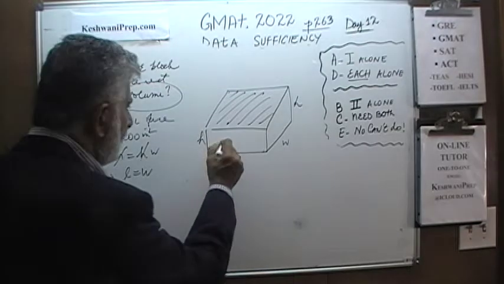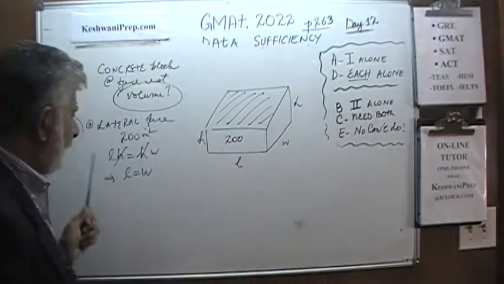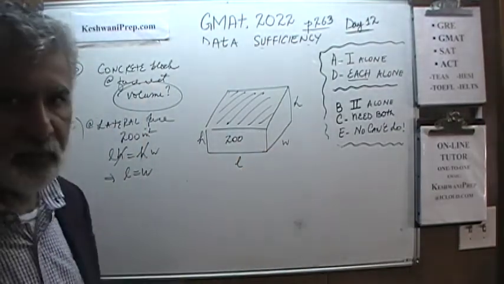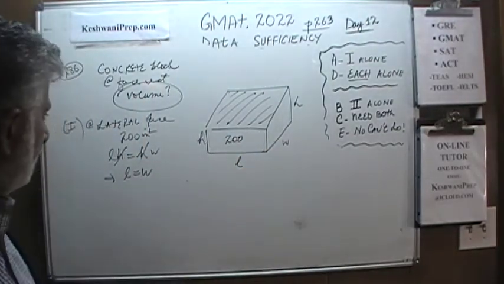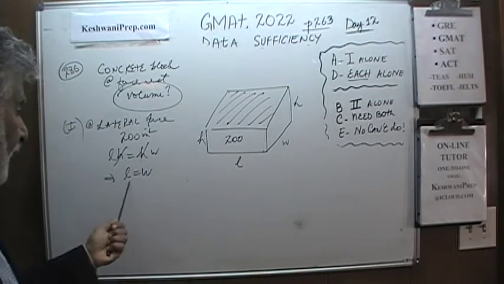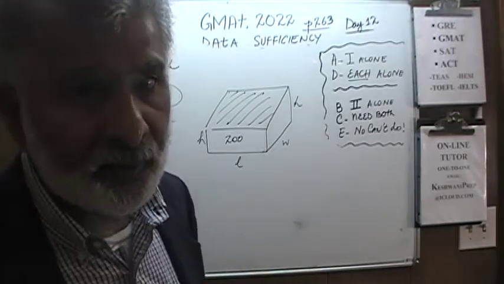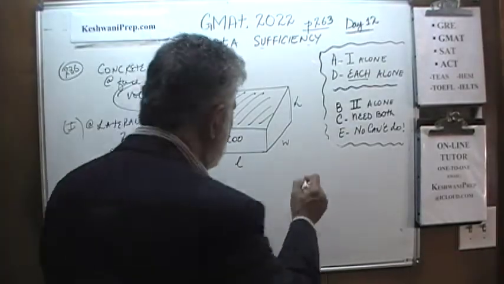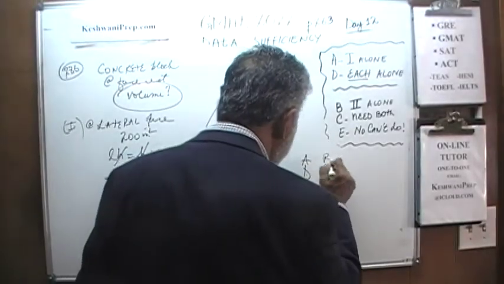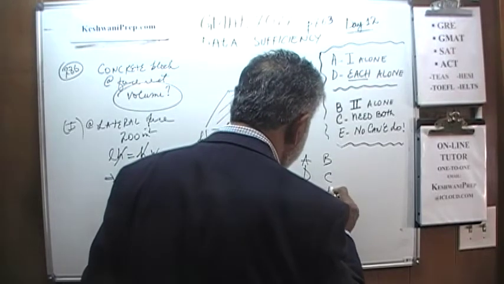We also know the area of each of these faces is 200, but we still do not know anything at all about the height. And we also don't know what length and width actually are. There's not much we can do here. We cannot figure out the volume at this point. The first statement is not enough. A, B, A, D, B, C, E.